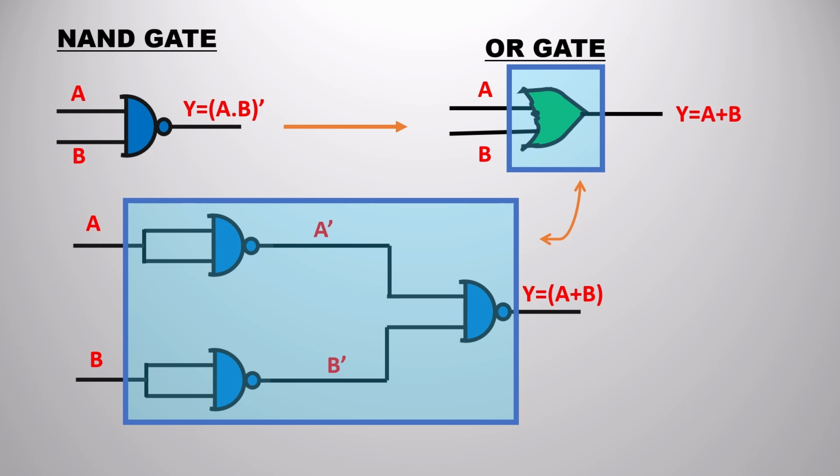We are going to find that only. With the help of three NAND gates, we are going to see the final output as A plus B. So the required one is this. Remember, we need three NAND gates for the implementation of an OR gate with the help of NAND gates.